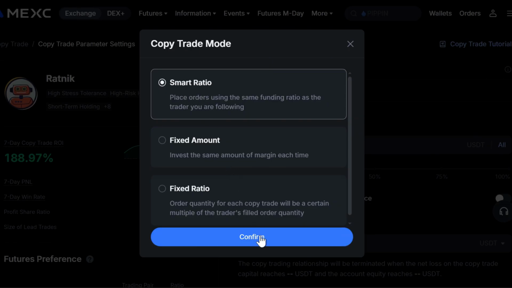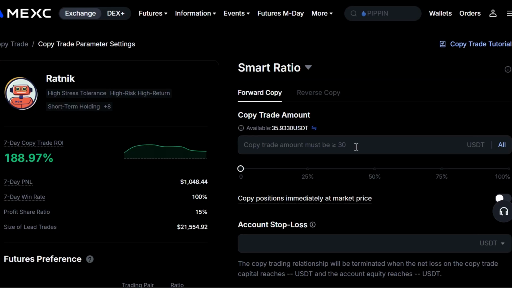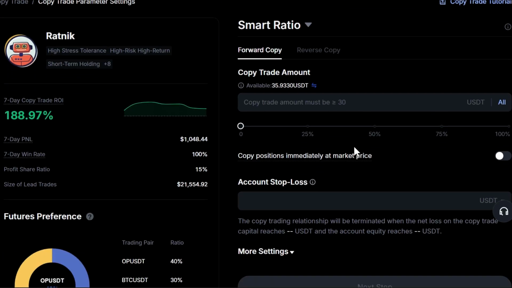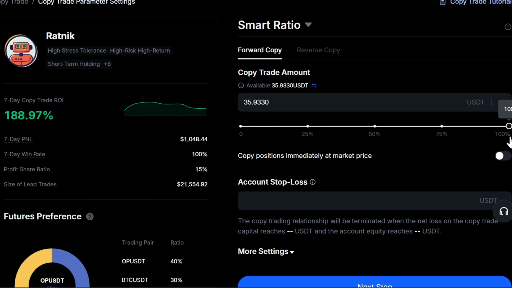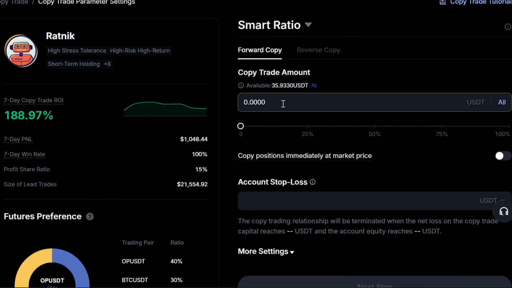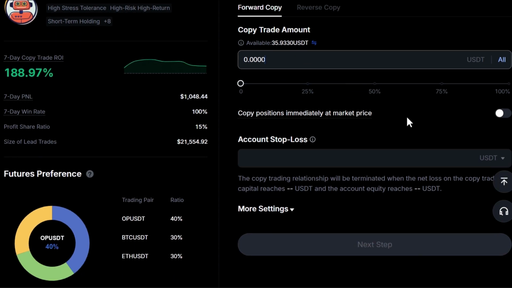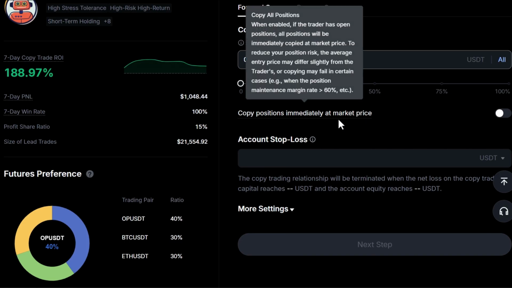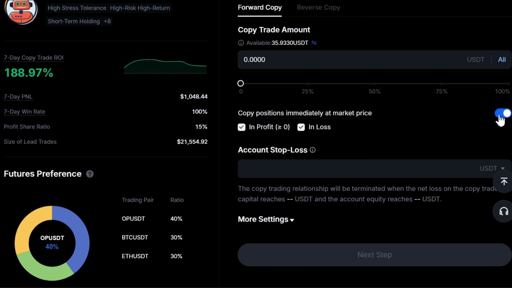First, you'll see the copy trade amount. This is the total amount you will invest in copying this master trader. You can enter the amount according to your MEXC account balance. Don't put all your funds into one trader. Diversification is key. Next, you can enable if the position will be copied immediately at market price. If you want to enter as the master trader is entering, you can enable this.